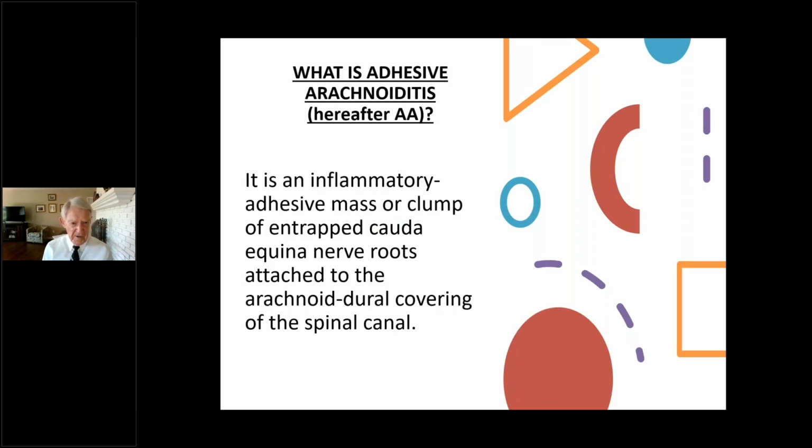Now, let's start with the basics. Just what is adhesive arachnoiditis? Well, first off, the arachnoid is one of the layers of the covering of the spinal canal, or of the meninges around the brain. Adhesive arachnoiditis is actually a mass or a clump of what we call nerve roots attached to the covering of the spinal canal. We call that the arachnoid neural covering, if you will. And this mass is actually a clump of entrapped nerves. And that's where the disability and the terrible pain comes from. We'll come back to this definition in a little bit because it's terribly critical that people fully understand what this disease is all about.